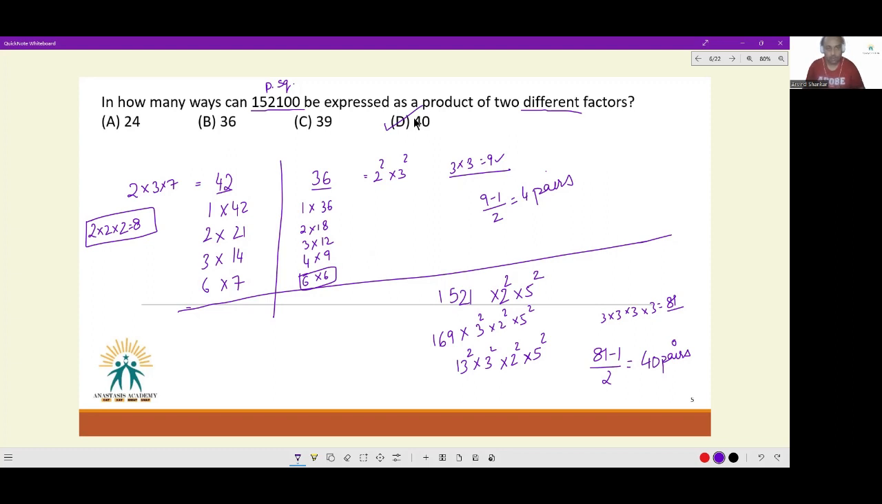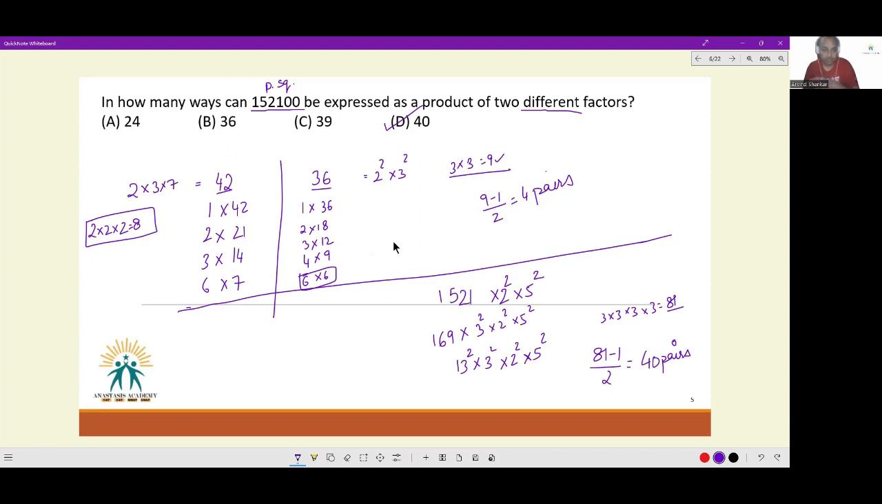Hopefully this idea of how this has been done is understandable, especially the example with 42. When you have a non-perfect square, it is simply the number of factors divided by 2. When it is given to us as a perfect square, then the question can have two wordings. If it says two different factors, then total number of factors minus 1 divided by 2. Or if it says product of two factors, product of two numbers, then it has to be total number of factors plus 1 divided by 2.